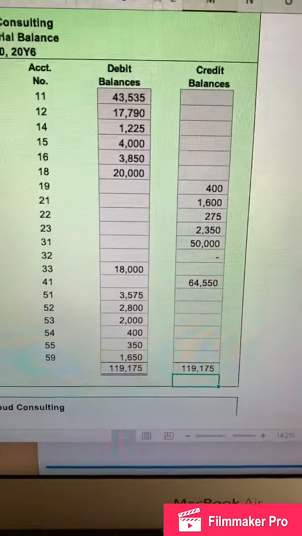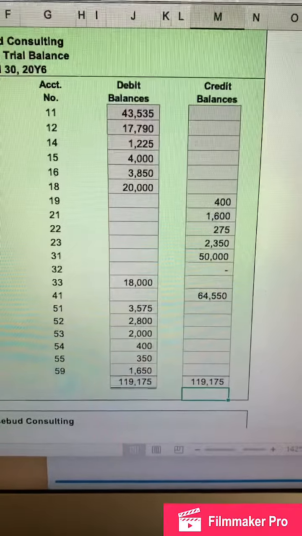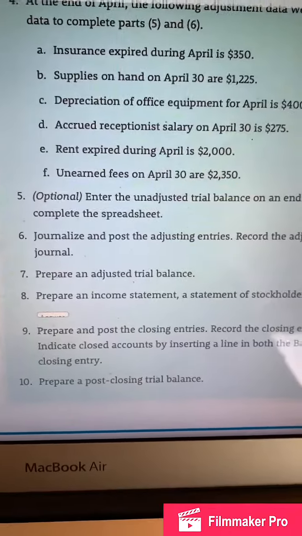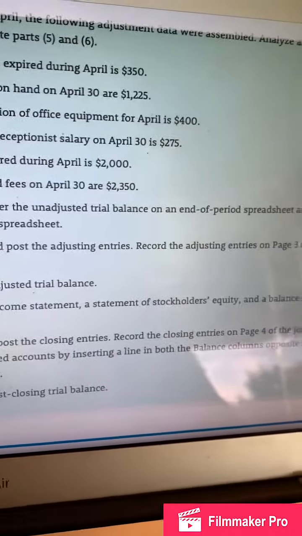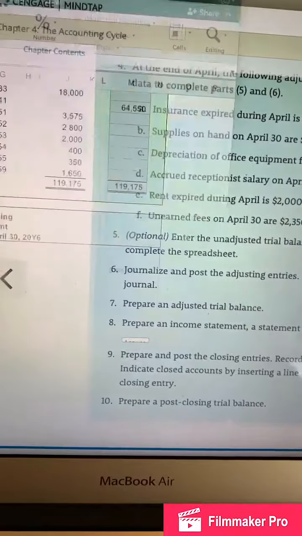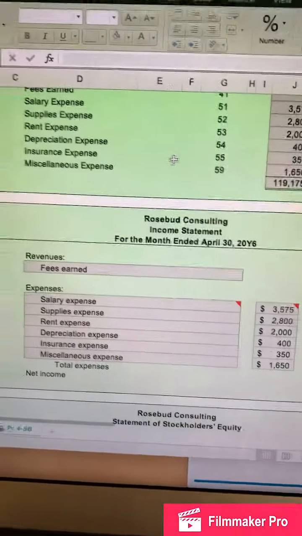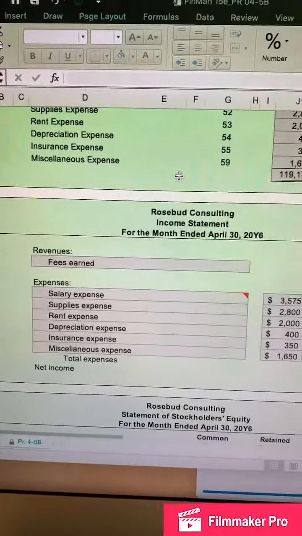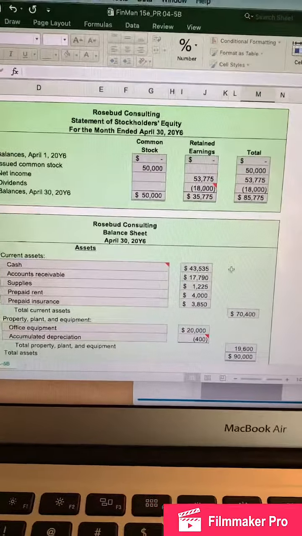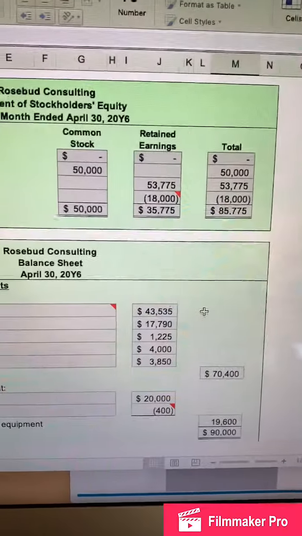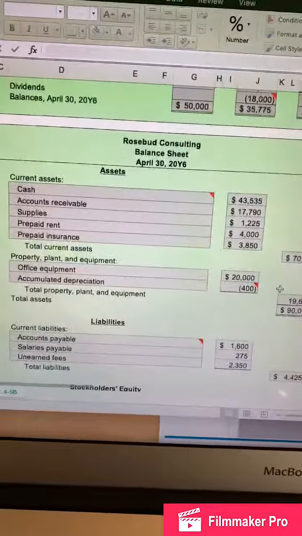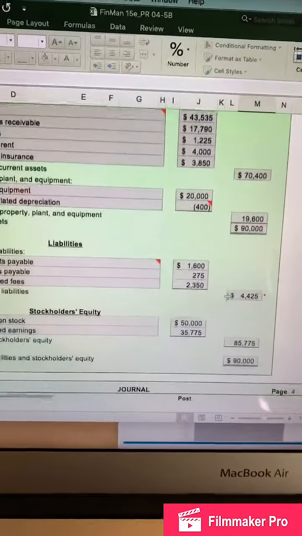So I went through and prepared the adjusted trial balance. Here's what it would look like. 119,175, 119,175, so it does balance. Then next, let's prepare an income statement, a statement of owner's equity, and a balance sheet. So here's number 8 right there. Here's our income statement, and next I'll do the statement of owner's equity. Here's the statement of owner's equity right there. And right below is the balance sheet. Okay, there it is.